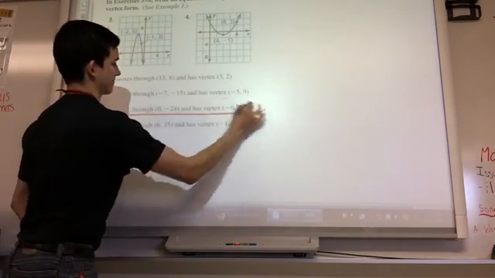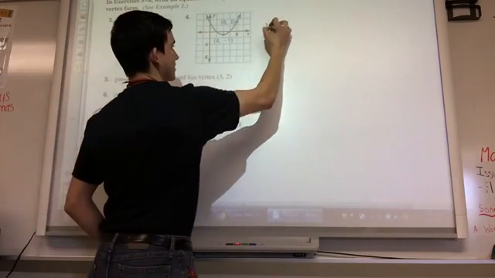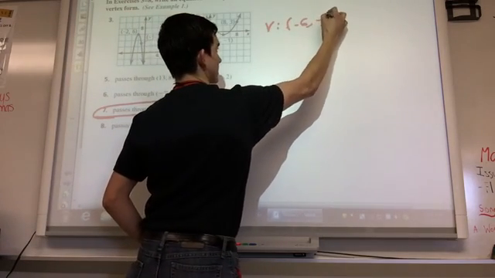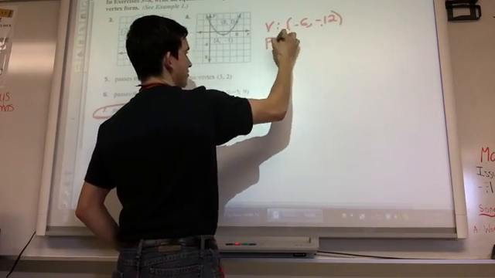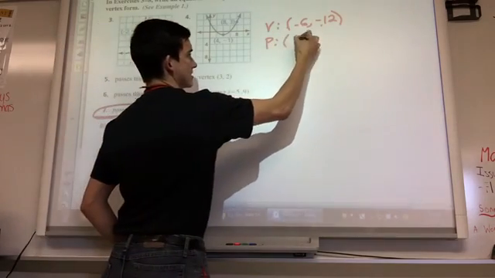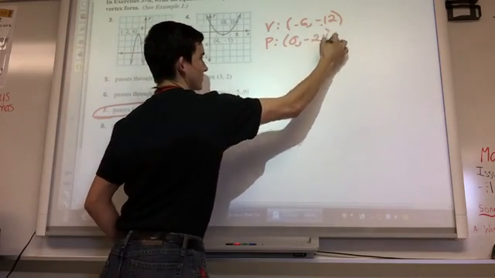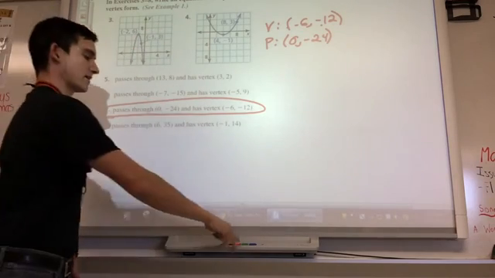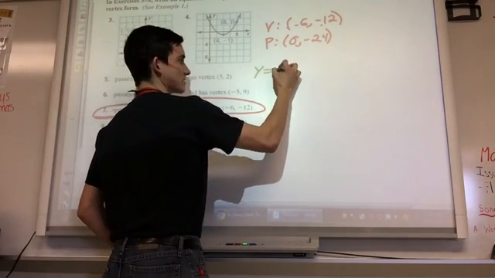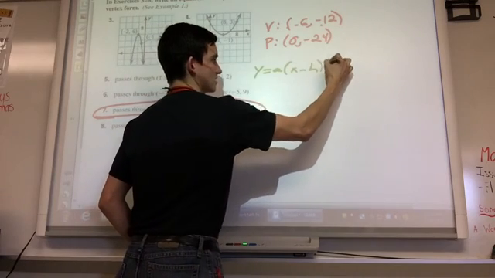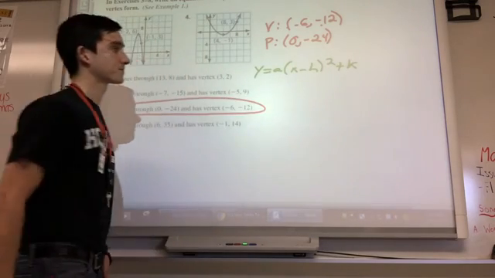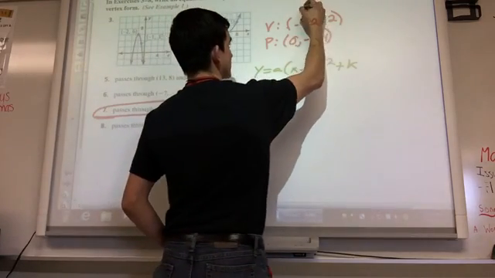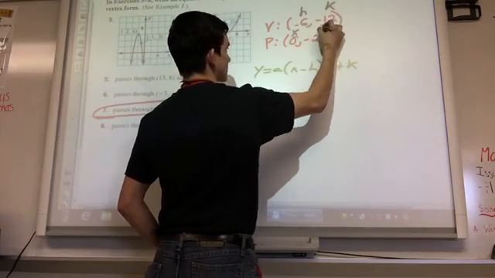So number 7 says that my vertex, and notice it's the same thing over and over, is at -6, -12. The random point is at 0, -24. So that point is just somewhere on this curve. Vertex and the point, that means I'm going to use vertex form, y equals a times (x minus h) squared plus k. Again, this is h, that's k, this is x, that's y.